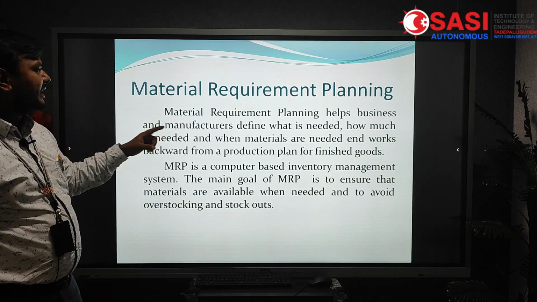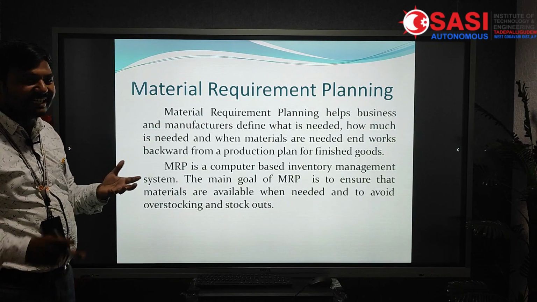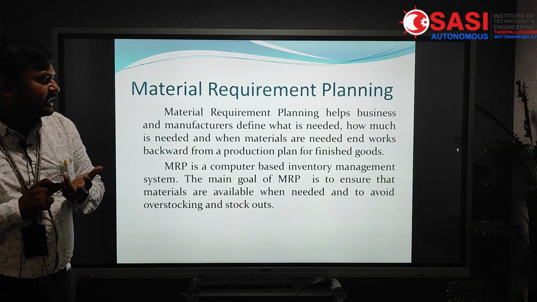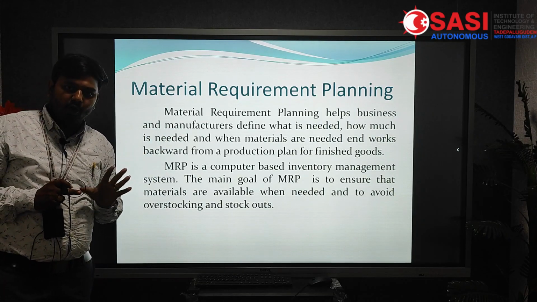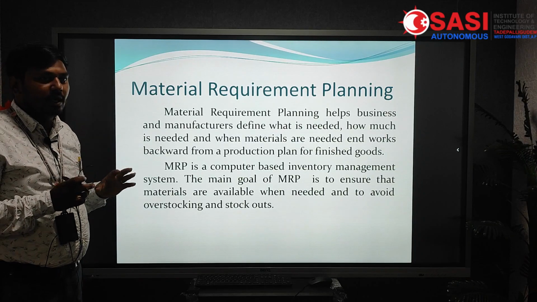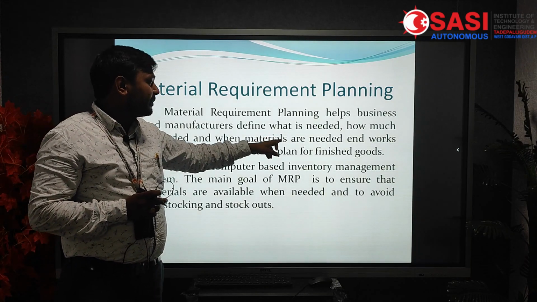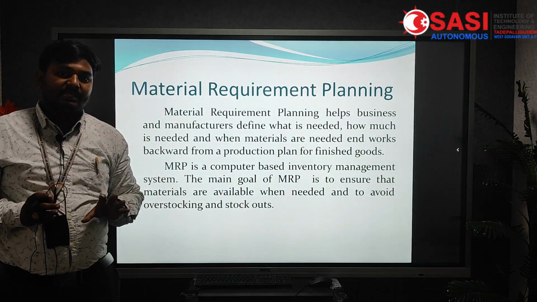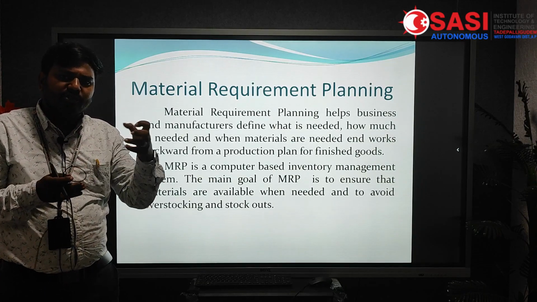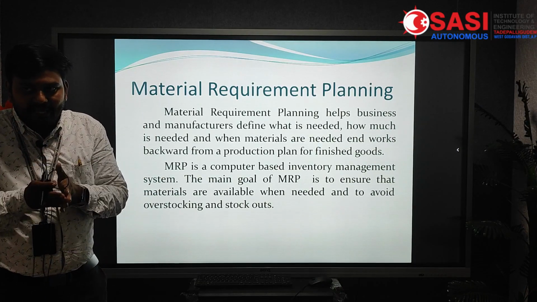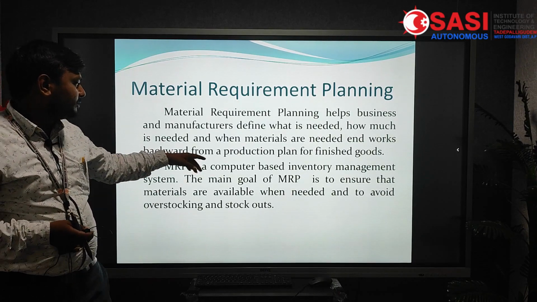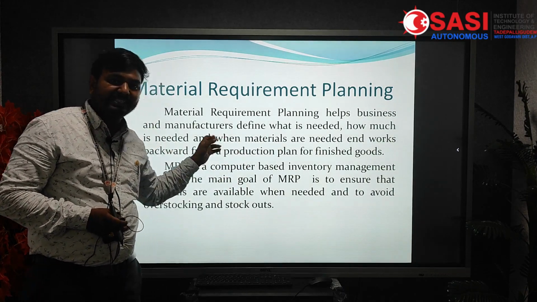Here you can observe the definition. Material requirement planning helps businesses and manufacturers to define what is needed to produce the goods or services, how much of it is needed, and when the material should be available in the organization. When the producer starts the production process, that is the time when all the materials are required. So it works backward from the production plan and finished goods.